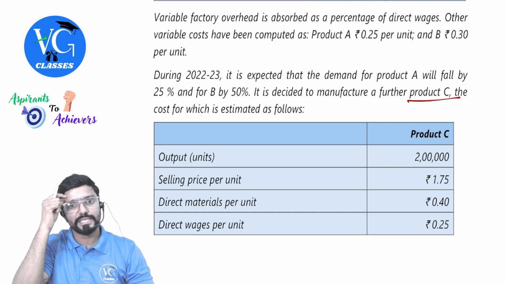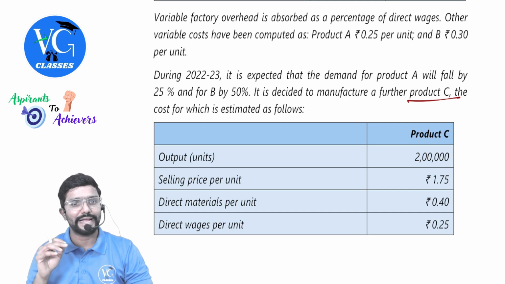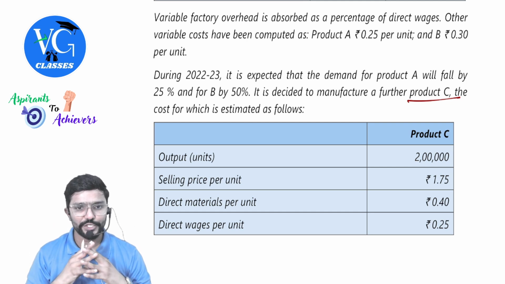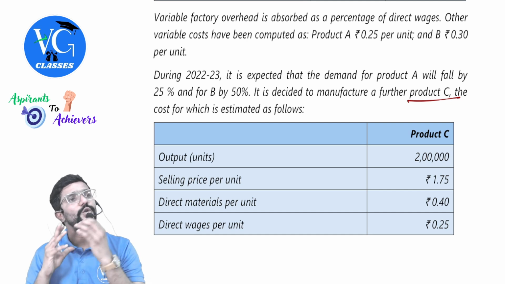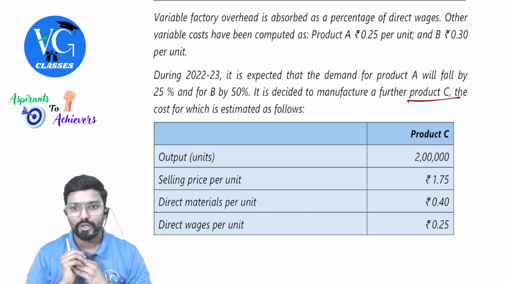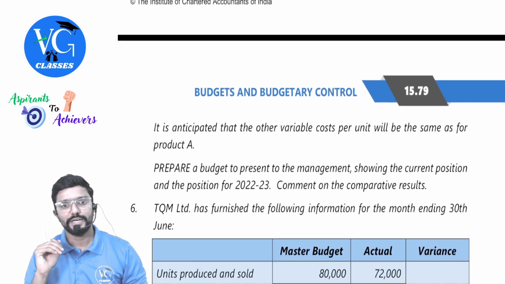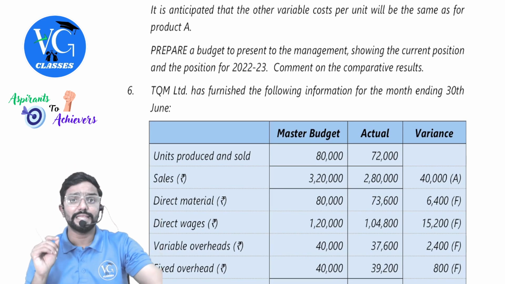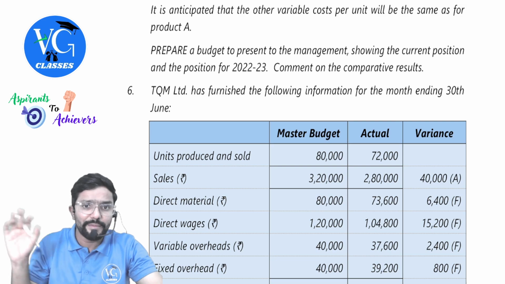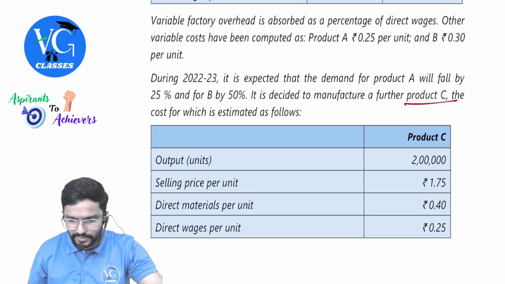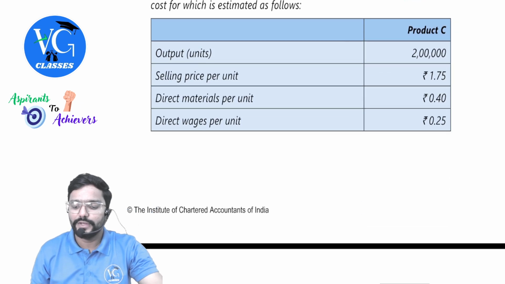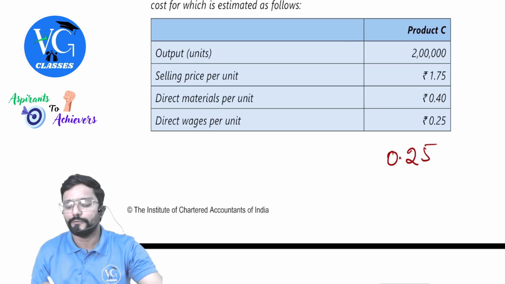The cost for which is estimated as follows. Output 2 lakh, selling price 1.75, direct materials per unit 0.40, direct wages per unit is 0.25. Okay, sir. That is for the new product. It is anticipated that the other variable cost per unit will be same as per product A. How much was for product A? 0.25. So here also it would be 0.25.